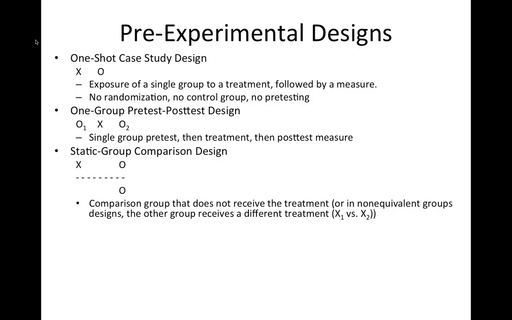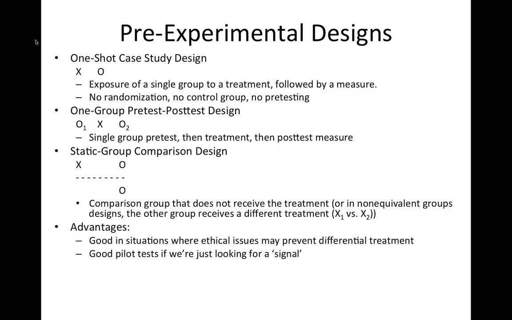A static group comparison design is a comparison group that doesn't receive a treatment. So this is this control condition. So the other group receives a different treatment or no treatment at all. And you get some manipulation in one group and then a post-test assessment in both of those groups.